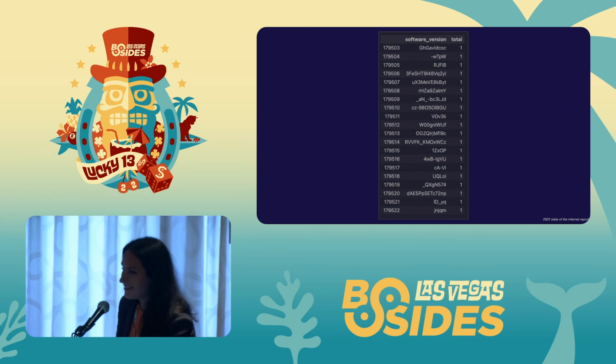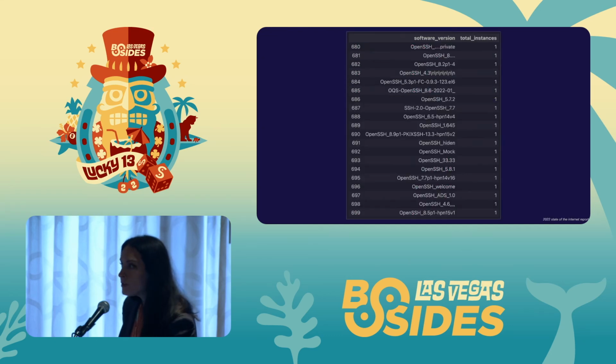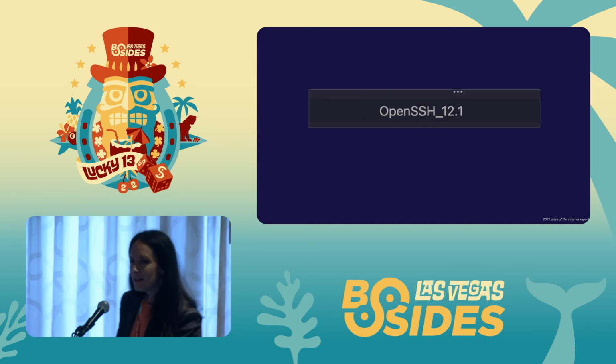So there's that. And I was like, okay, well, let's look maybe at just OpenSSH versions, of which there are also a lot in this data set. But you can see that there's also some weirdness here. OpenSSH hidden, OpenSSH mock, welcome. Lots of really unusual, too many spaces, just lots of weird things going on here. And so I was looking at this. I was actually just looking at this manually, kind of scrolling through and seeing what was out there. And I found this.